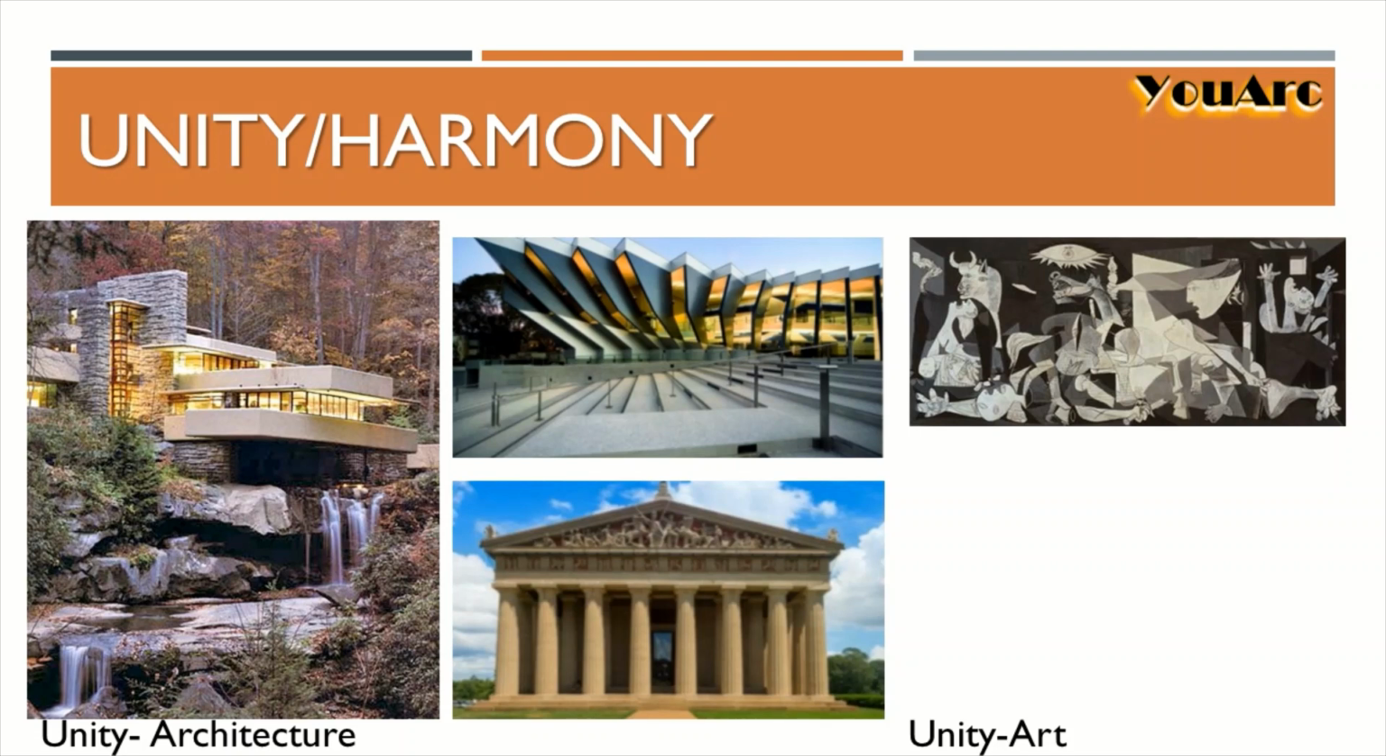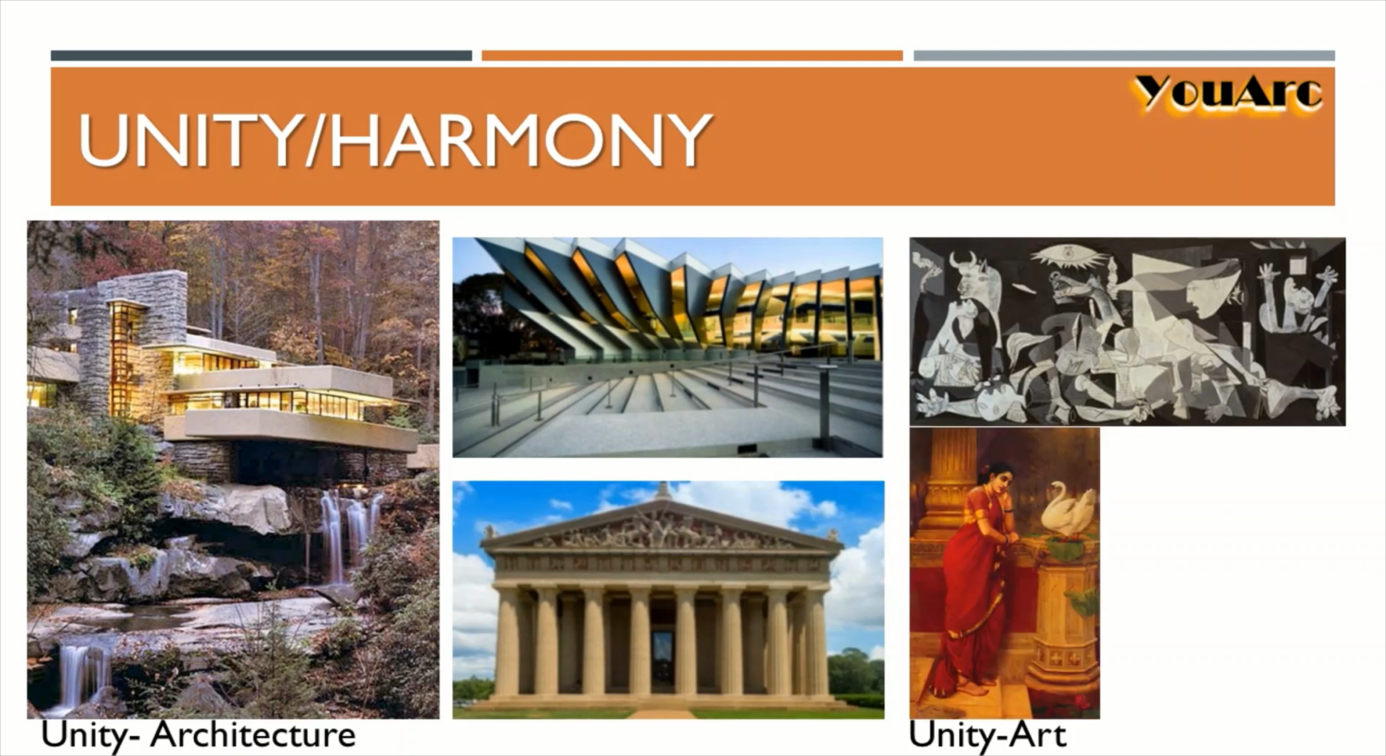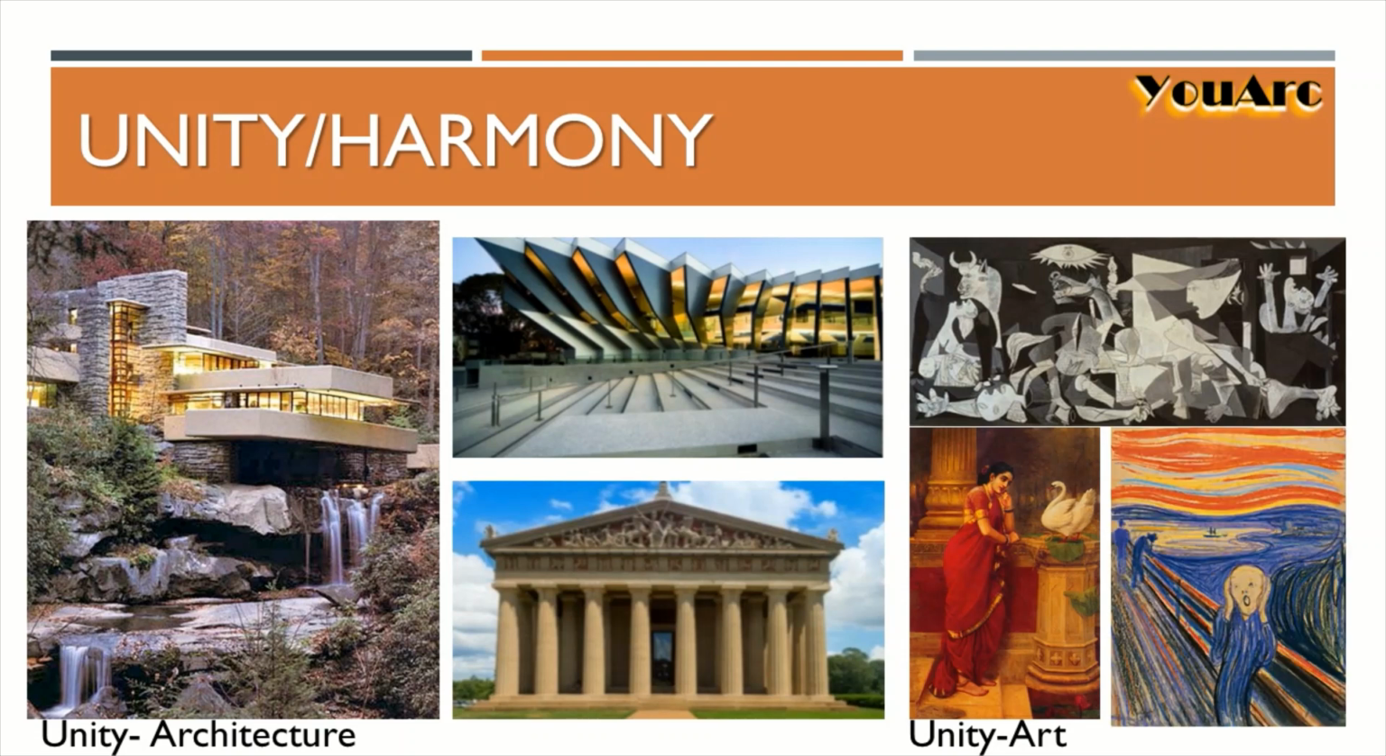Whereas in art, the first image is a painting of Picasso, which is an example of cubism. If you look into the elements of the particular painting, you would see that it does not have a sense of harmony, but if you look at it as a picture as a whole, you would see that the composition has a sense of harmony. Same is the case with the other two paintings, the Ravi Varma painting and The Scream, which is a very famous painting by Edvard Munch, right?